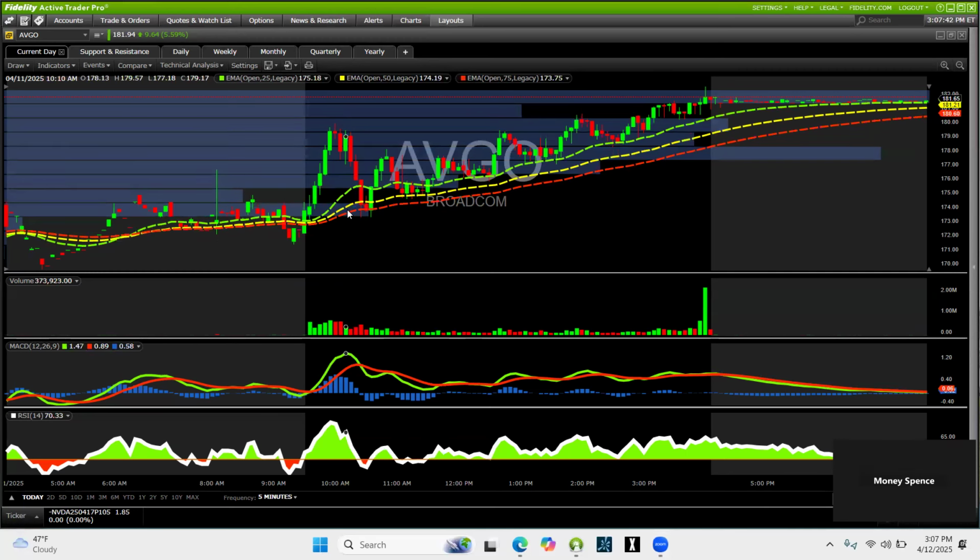On this particular example, you could have got in between $173.50 through $174.49. And then you could have rolled the move back up once you saw that the buyers were stepping in and we were holding the EMAs.